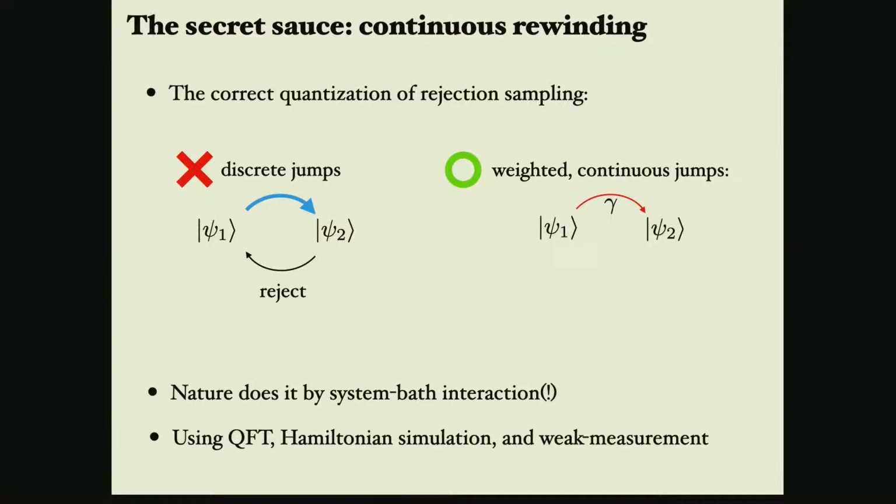And it's common that nature seems to be doing this by system-bath interaction. Because nature is continuous, that can also justify why this seems to be nice. But algorithmically, to really do this, you have to use a lot of tricks, like QFT, Hamiltonian simulation, and some weak measurements. And this weak measurement is especially for doing continuous jumps.